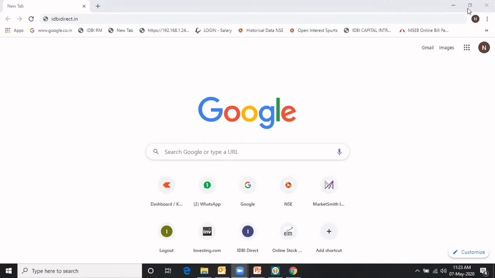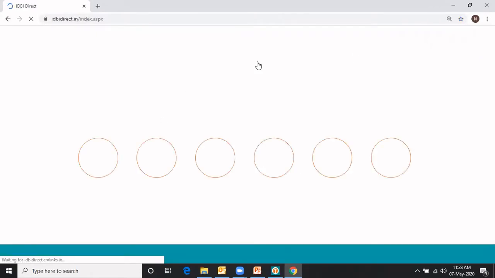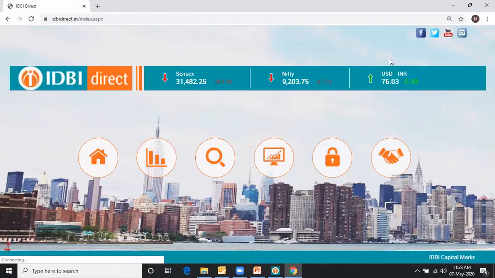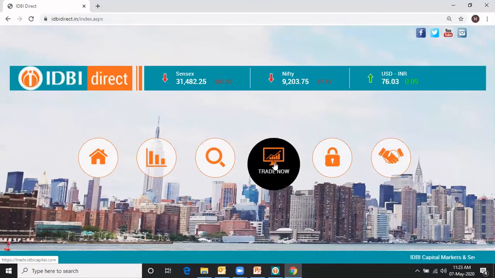Now we will start the demo. You have to go to idbidirect.in. Once you click on idbidirect.in, this is the home page you will be able to see. And now since we want to see the trading demo, so we will go to trade now.